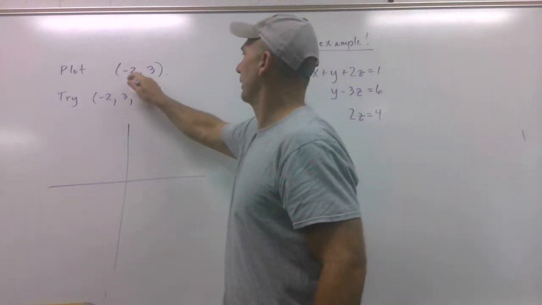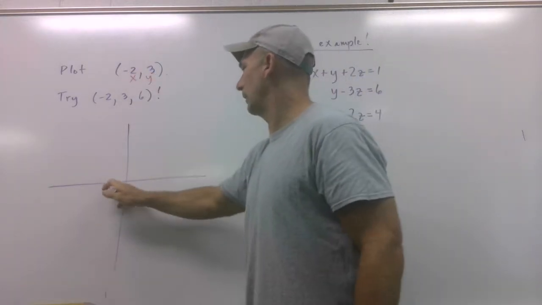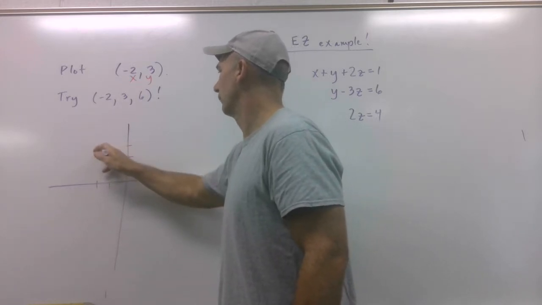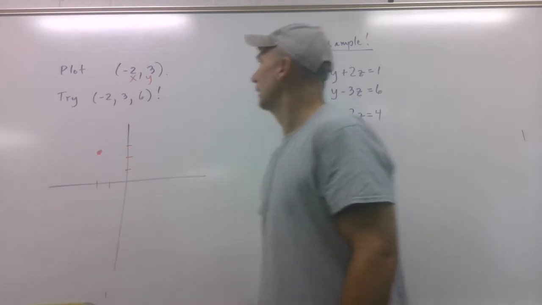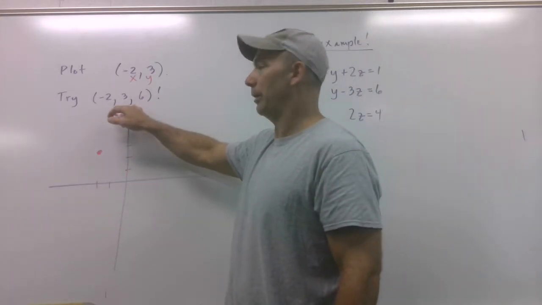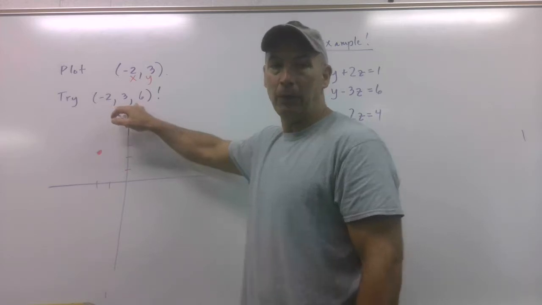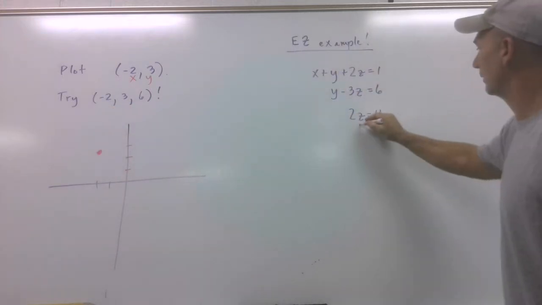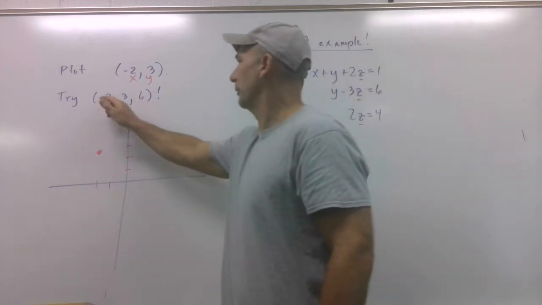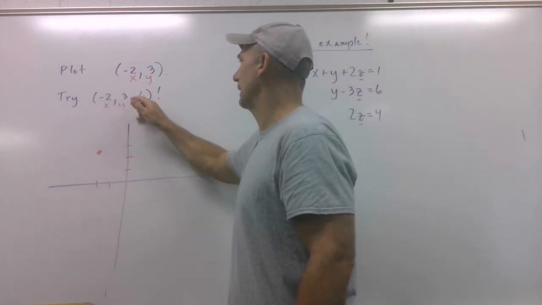Just plot this point, which means go left 2, up 3. All right. So what the heck is this? Well, I'm going to introduce something to you. I want you to take a look over here. You see these z's in the equation? That's what we have here. We've got an x, a y, and a z.